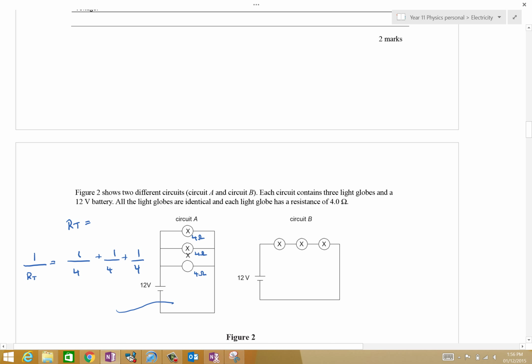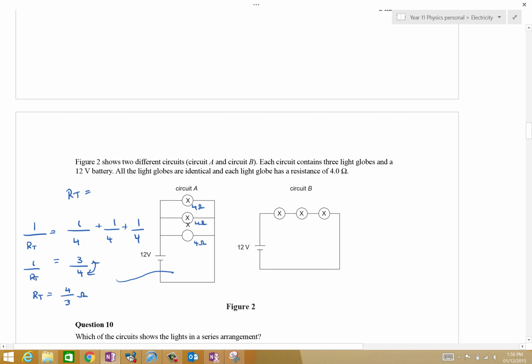Now, that's 3 over 4, isn't it? But that's not my answer. That's 1 over R total. So what you can do is raise it to the power of -1. If it's a fraction, we can just flip it around. So the total resistance is 4 over 3 ohms.